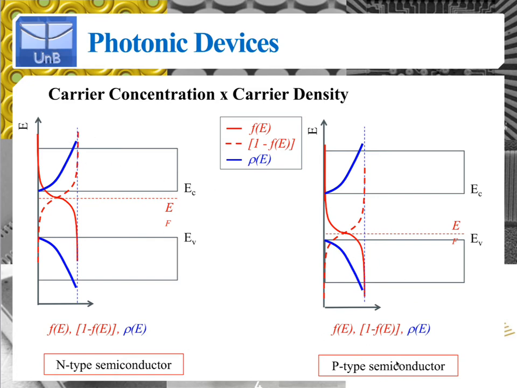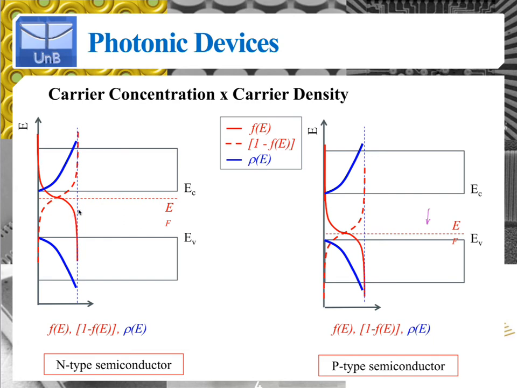For a P-type semiconductor, the opposite occurs. The Fermi function and the Fermi level are displaced down towards the valence band. We also see here in dashed red the probability of occupation of holes, which is 1 minus the probability of occupation of electrons. So the dashed red curve is 1 minus the full red curve right here.